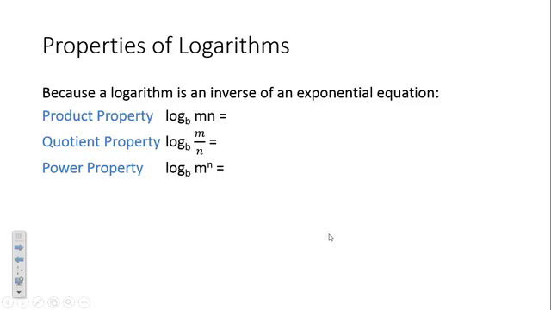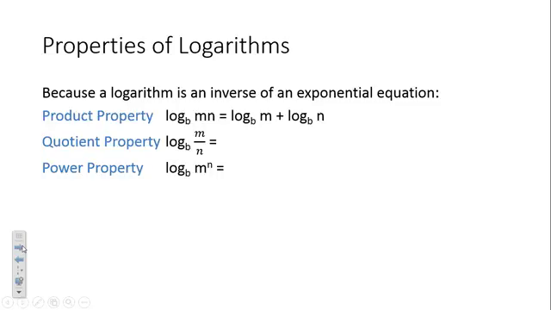Okay? So when we have like bases and we're multiplying like bases, what do we do to the powers? Add them. This is no different. We're multiplying like bases here, so we add the powers. And remember, the log base b of m is a power. The log base b of n is a power. So all we're doing is adding up those powers. So that's our first property of logarithms, the product property. Multiplying like bases, add the powers.